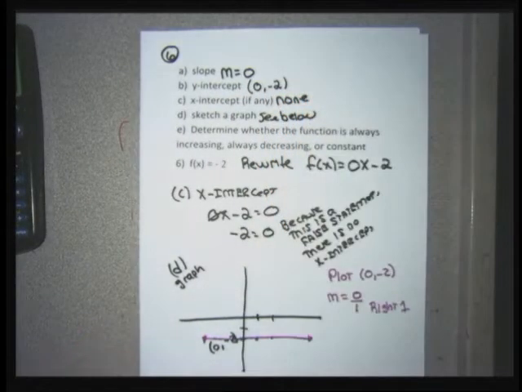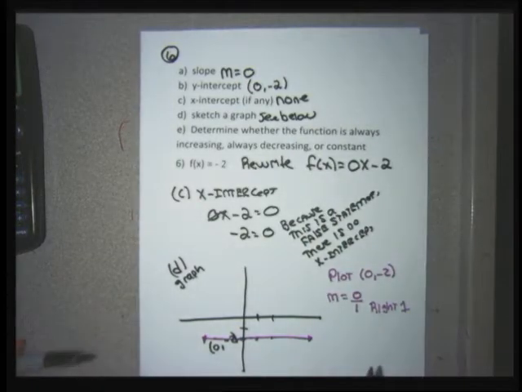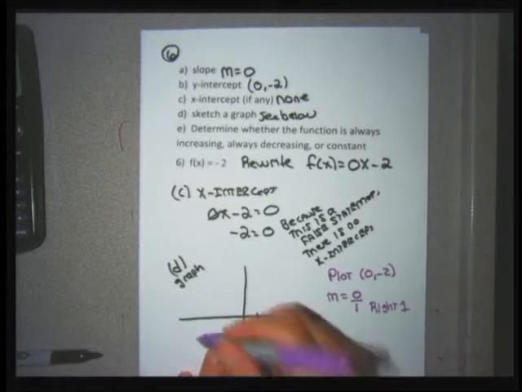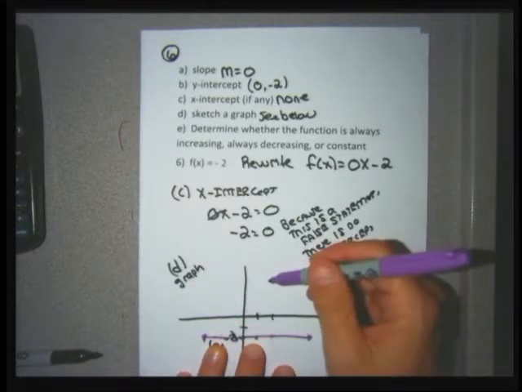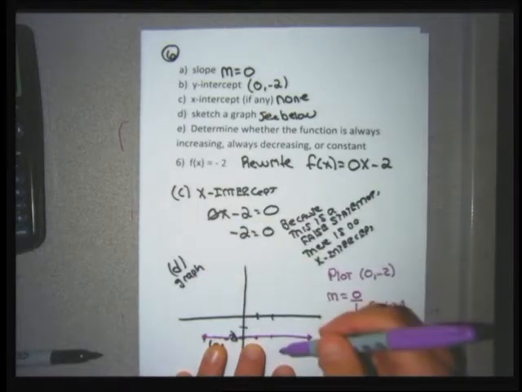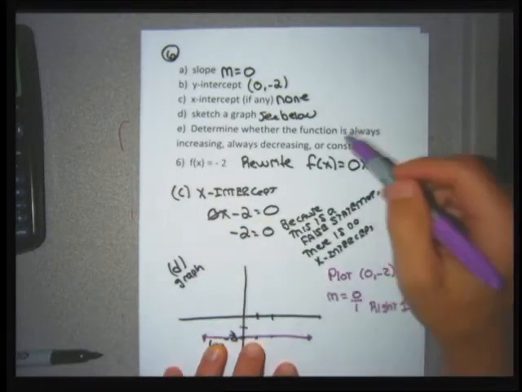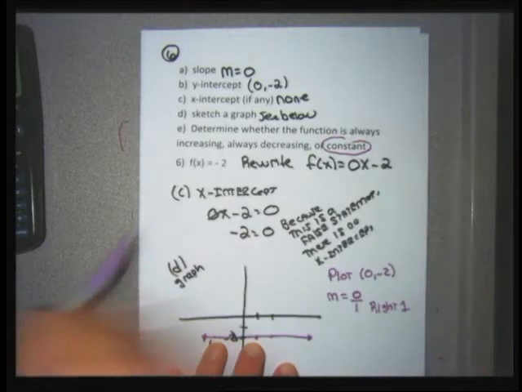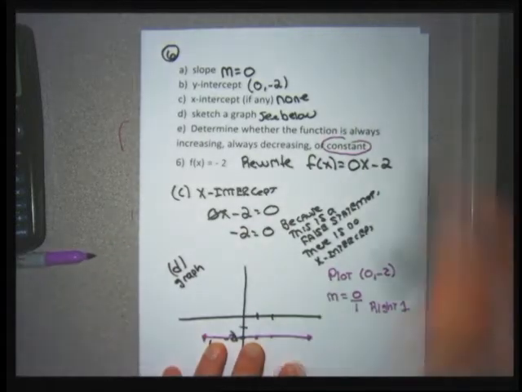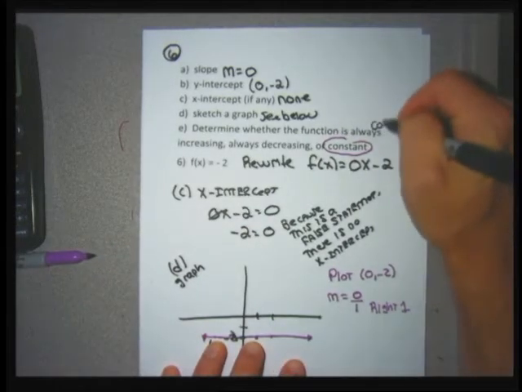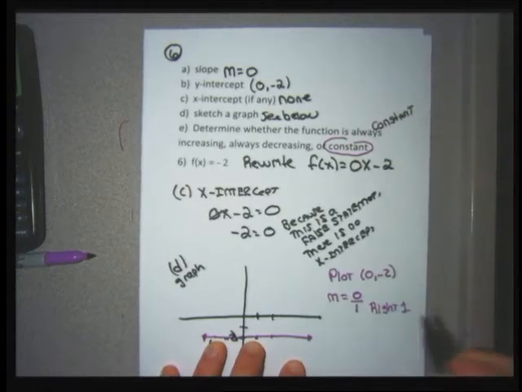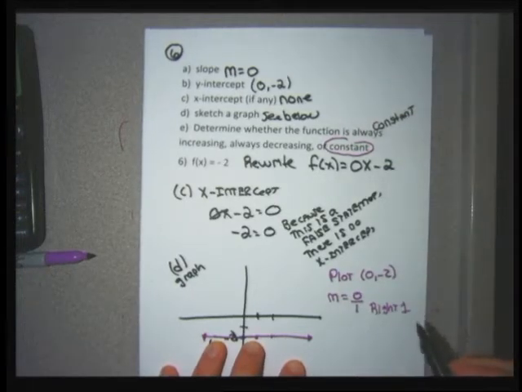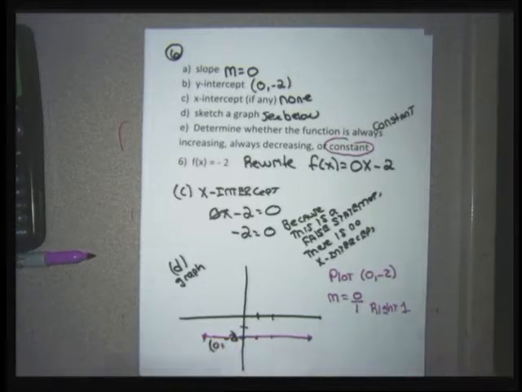And then the last thing, determine whether the function is always increasing, decreasing, or constant. I didn't do constant in the last chapter, but that's what this graph is. As I'm moving from left to right, it's not going uphill or increasing. It's not going downhill or decreasing. This graph is constant. It never goes up or down. It's just always parallel to the x-axis. And this is an example of what it means for a graph to be not increasing, not decreasing, but to be constant.